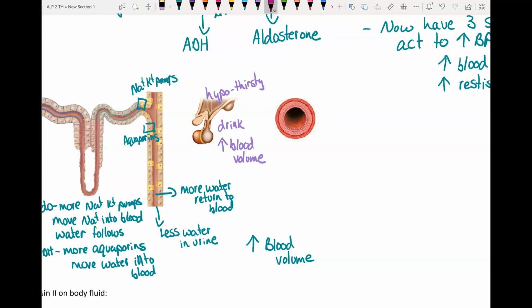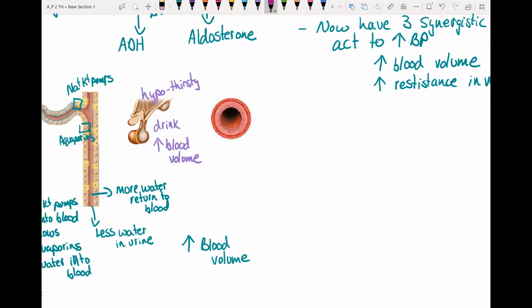Then we're going to act on a blood vessel. We're going to cause vasoconstriction. And remember, ADH, when it's causing vasoconstriction, it can be called vasopressin. So vasopressin and ADH are the same thing. And when you cause vasoconstriction, you increase resistance. And increasing resistance increases blood pressure.